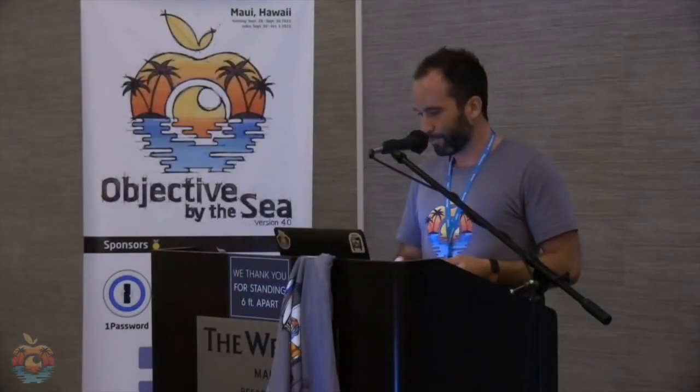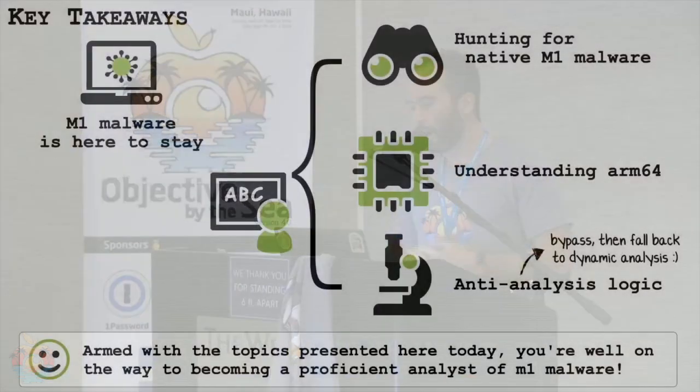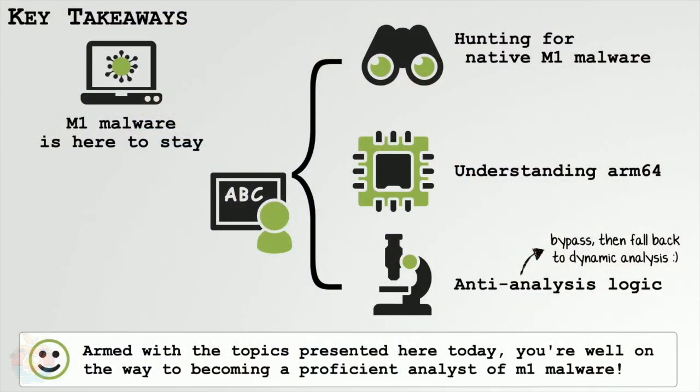So, a few takeaways to wrap this up. First, we talked about how to hunt for M1 malware. If you pop on VirusTotal and do that same search query we talked about, you'll find a myriad of new malware samples that have been compiled to natively run on Apple's new M1 systems. We talked about how to understand ARM64, at least some basics. This should hopefully point you in the right direction and get you along the way to becoming a proficient analyst of M1 malware.